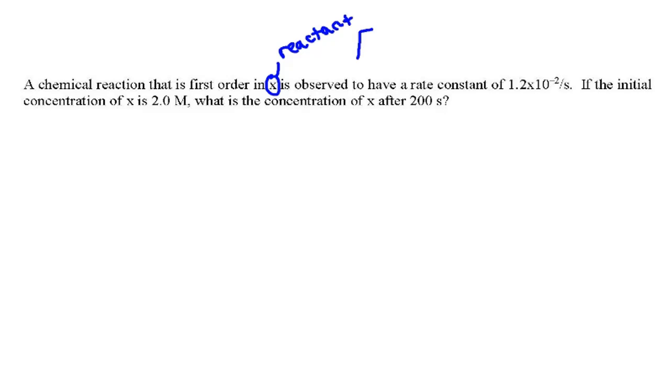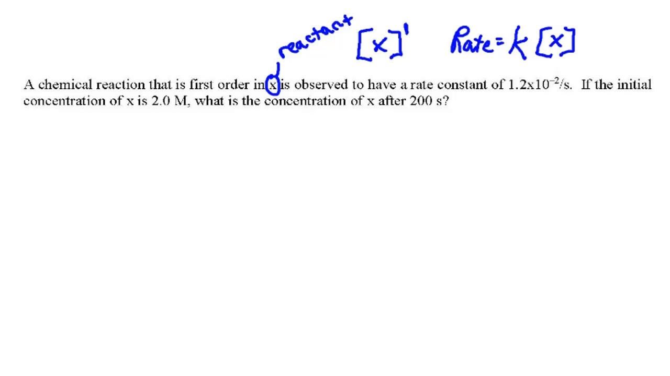So we would have the concentration of X with a little 1 up there because it's first order. And what's the rate law for first order? Rate equals the K, the rate constant, times A, or in this case X. I'll change that and make it X, since that's specifically what we're working on in this problem.